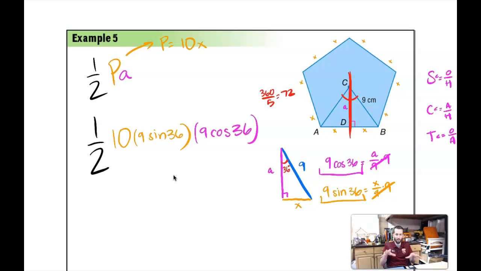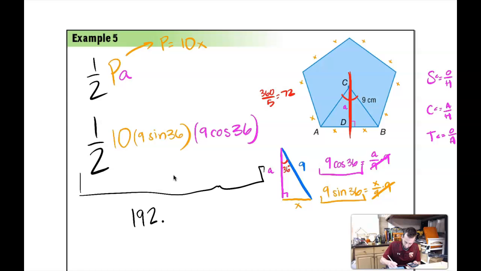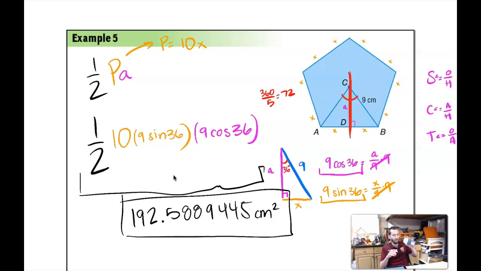So as long as my calculator is in the right mode, I can now just go to my calculator and I could type all this in. 9 sine 36 times 9 cosine 36. And I will get my answer for the total area of this shape, which is 192.5889445 centimeters squared.